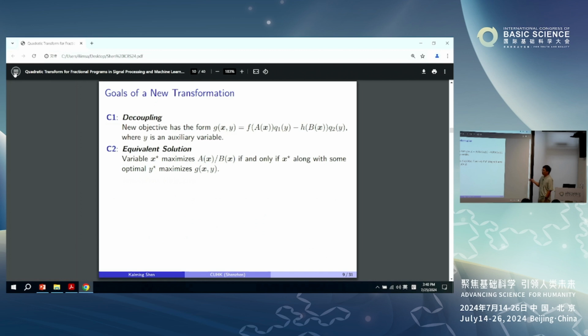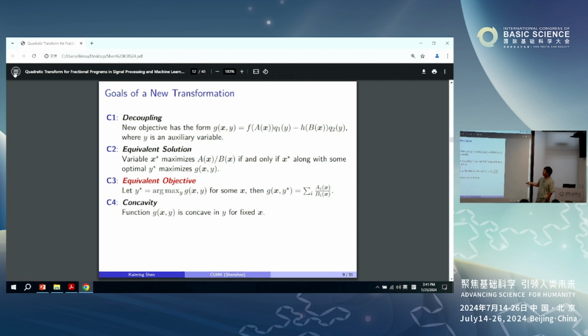The second goal makes all sense. We wish to have the same solution x in the new problem as in the old problem. This is the whole point of the transformation. We want the solution to be the same, right? But the third goal is brand new. Aside from the same solution, we now further want the same objective value. Recall that y is the auxiliary variable, and we will optimize y for fixed x. After we obtain the optimal y, we will plug y star into the new objective function g, and we require that the resulting g with the optimal y must be equal to the original objective value, which is the sum of ratios. So this is brand new. This has never been considered in the previous literature.